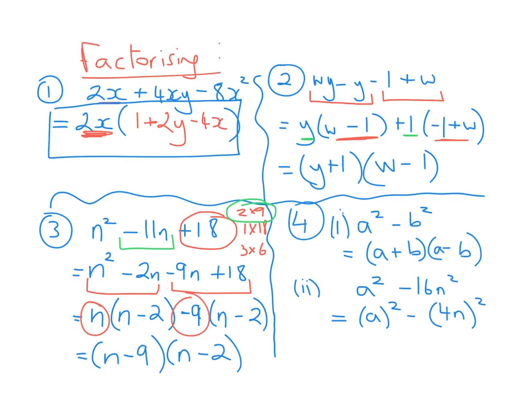Now we do the technique I just taught you. You set up your double brackets. We put a here, a here. We put 4n here and 4n here. And we have a plus and a minus, and you're done. That is how you factorize the difference of 2 squares.